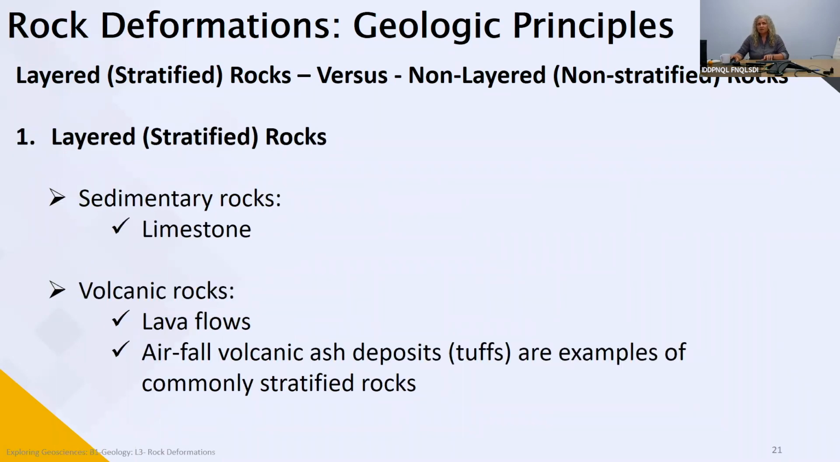Layered rocks are found within sedimentary rocks. The best example would be limestones, where we can see beds, and also lava flows within volcanic rocks, very well illustrated within tuffs. Ash deposits are examples of commonly stratified rocks.